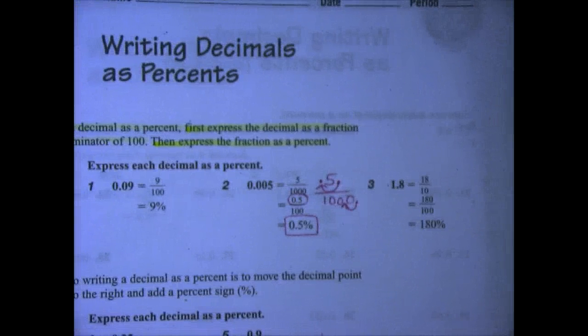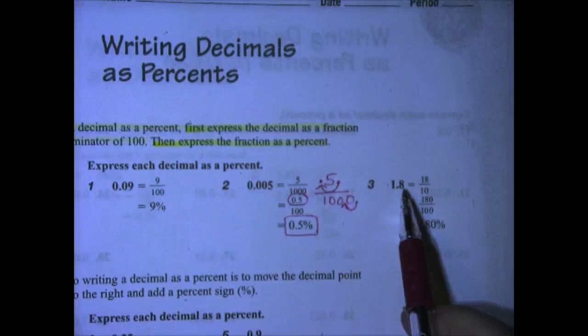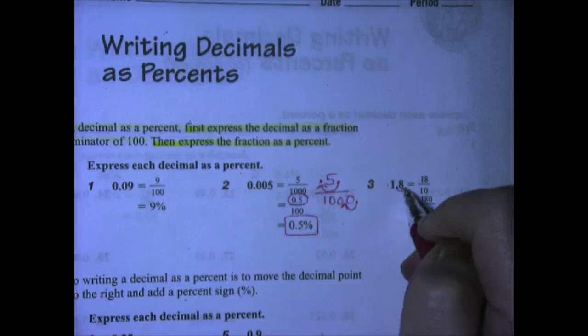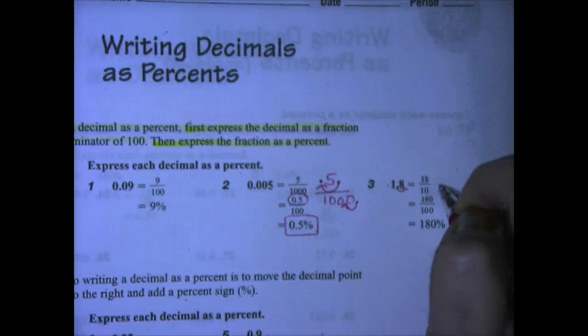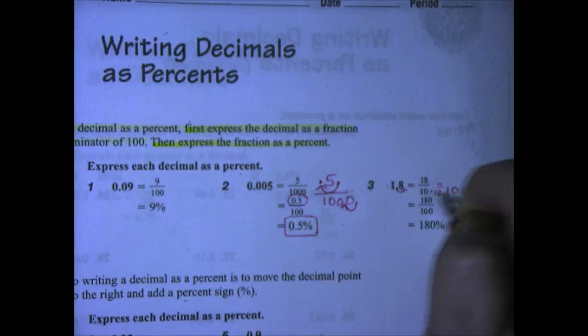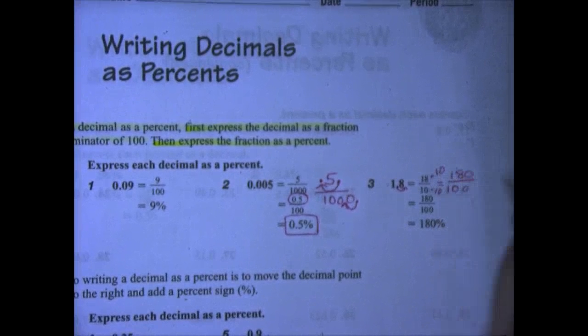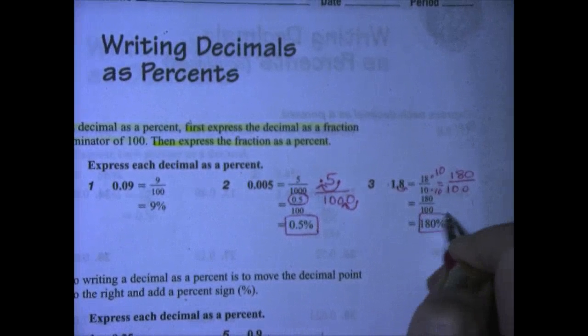Let's take a look at number 3. We have 1.8 or 1 8/10. In order to do this one, we're going to put 18 over 10. So we're going to move our decimal point. We've got 18 over 10. Now we need to make that 100. So to do that, we're going to multiply 10 by 10 to get 100, so we multiply 18 by 10 to get 180. So now we've got 180 over 100, or 180%.